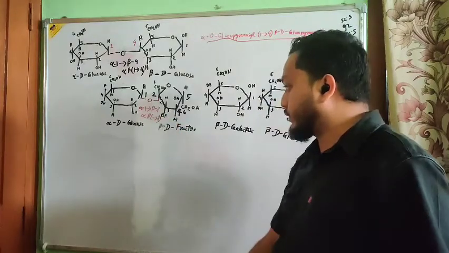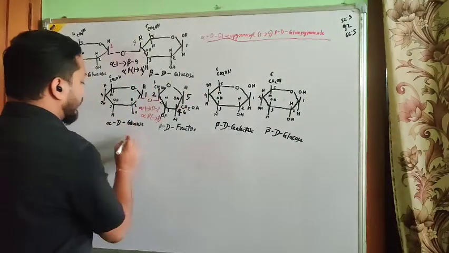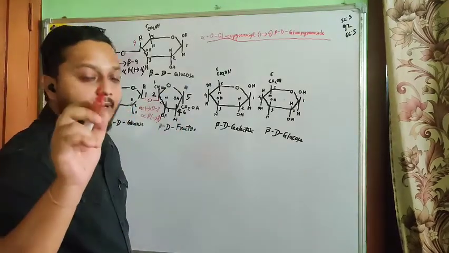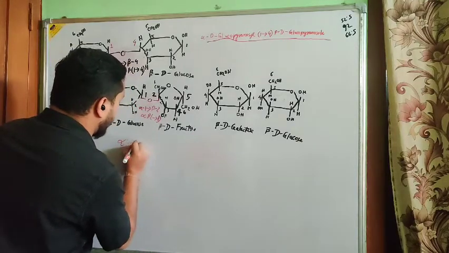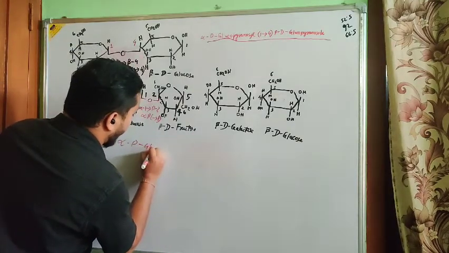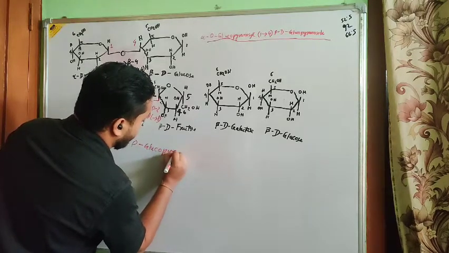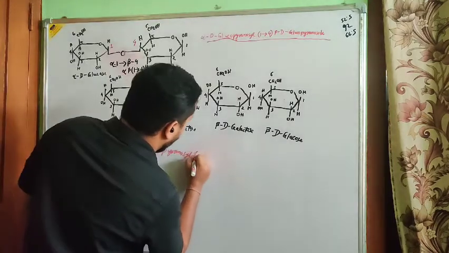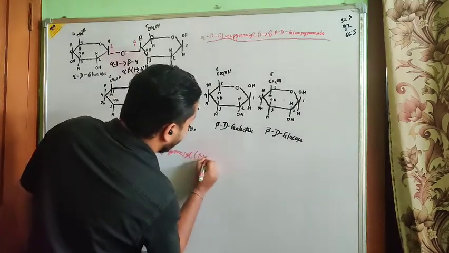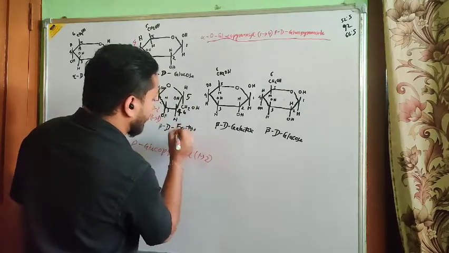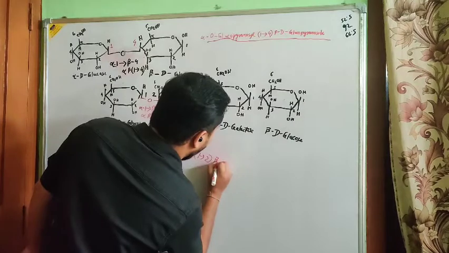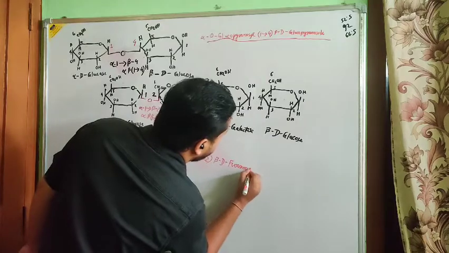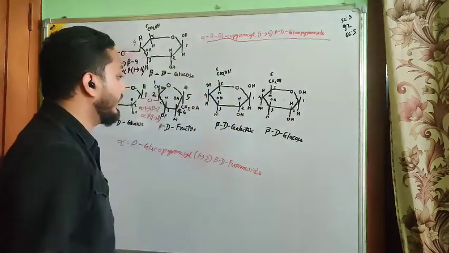And for sucrose, this is an aldose sugar. The ring is a pyran ring, therefore alpha D glucopyranosyl. Again the linkage is 1 to 2. Then fructose, beta D fructose. Fructose is a furan ring, therefore beta D fructofuranoside. This is the trick for the nomenclature.